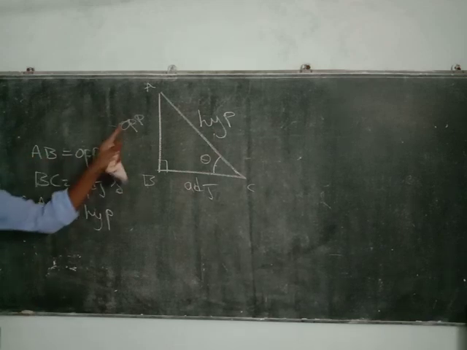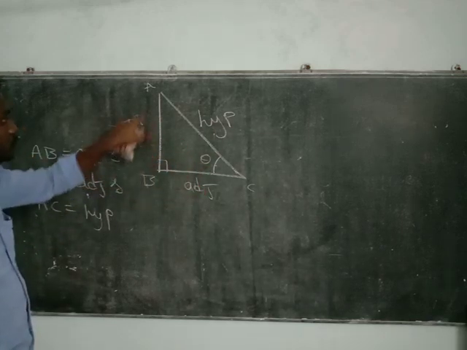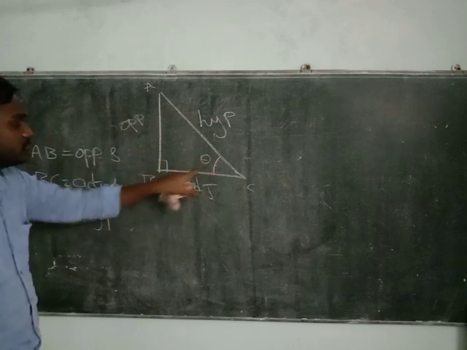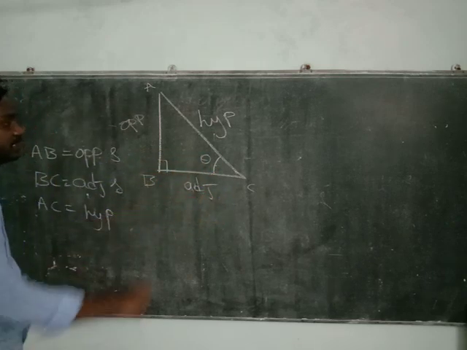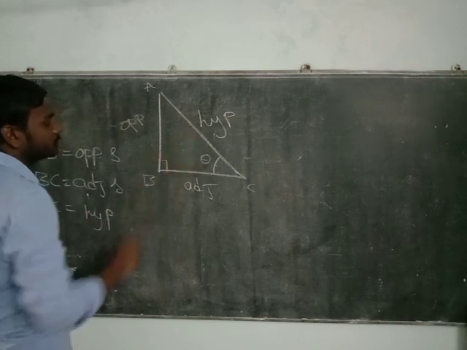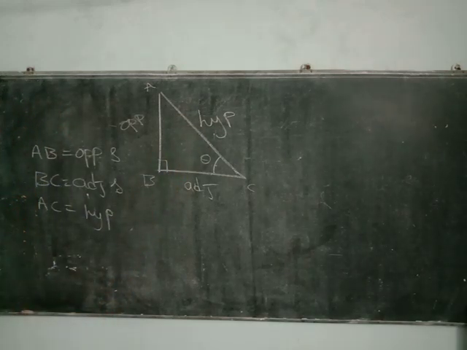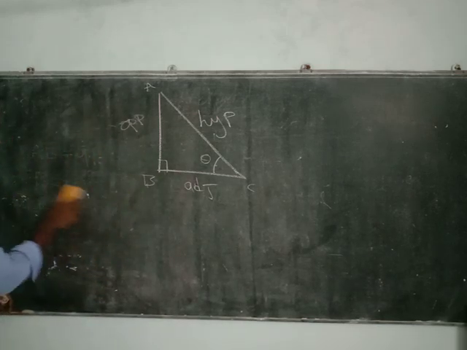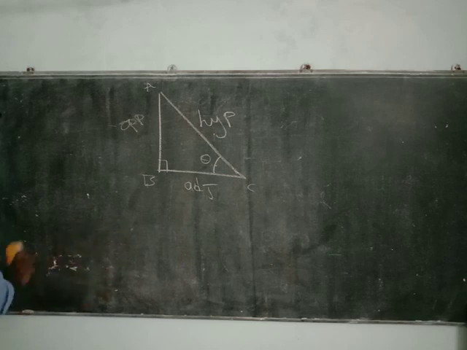So AB is called the opposite side as theta is opposite to this AB. BC is adjacent to theta, so BC is called the adjacent side. The side which is opposite to 90 degrees is called the hypotenuse. Let me discuss. So we have to remember some basic ratios according to these values.